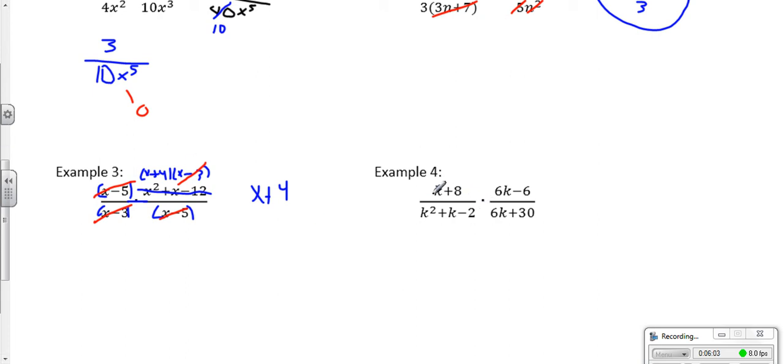Next, notice we have again k plus 8 in parentheses times the top of the next one, which is not factored. So let's factor it. I can take a 6 out, which gives me k minus 1. Now why do I factor? Because maybe there's something else I can cancel. The one underneath has a 6 in common. If I take that out, I get k plus 5.